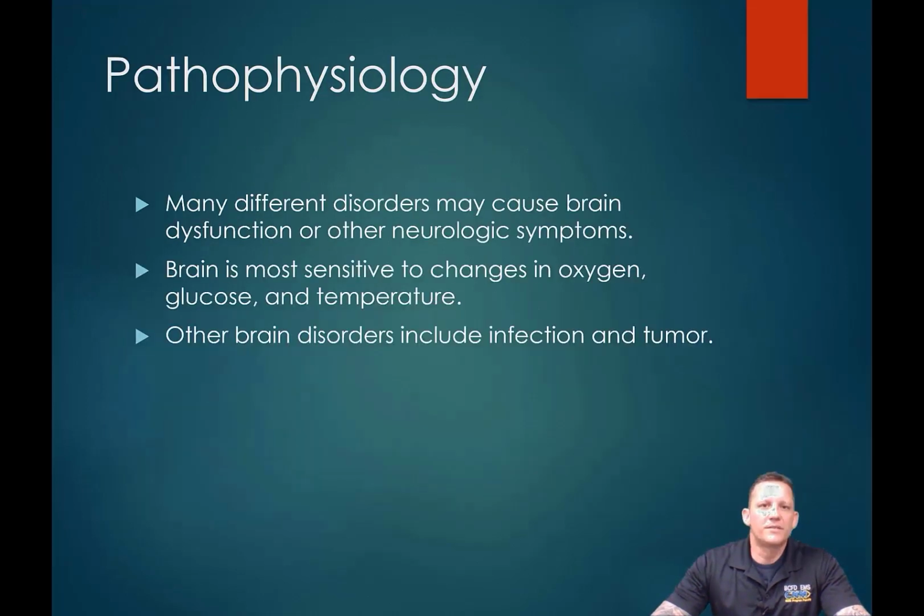In regards to pathophysiology, there are many different disorders that can cause brain dysfunction or other neurologic symptoms. The brain is the most sensitive to changes in oxygen, glucose, and temperature, and by that there is a blood-brain barrier, and there are certain things that are able to get across the vasculature into the brain tissue itself. Again, remember that red blood cells or blood outside of vasculature is actually toxic to most tissue, including brain tissue.